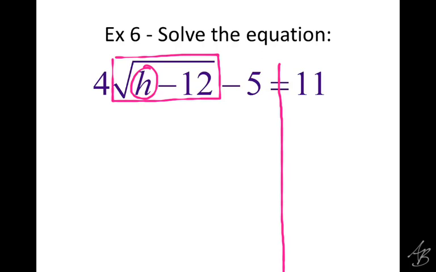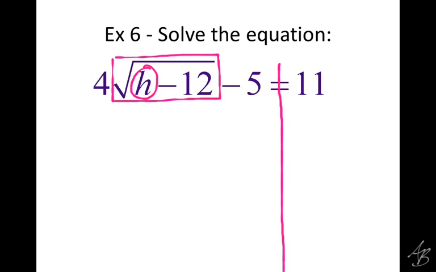The minus 5. Remember, these are the same steps that we're taking to solve regular equations. The only difference is this has a square root in it. So we're going to use order of operations backwards to decide what to get rid of first. So we need to get rid of subtraction before we get rid of multiplication. So we do need to get rid of that minus 5 first.